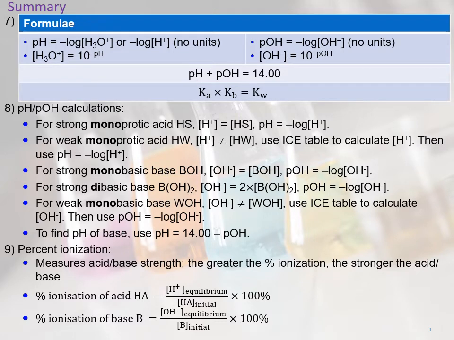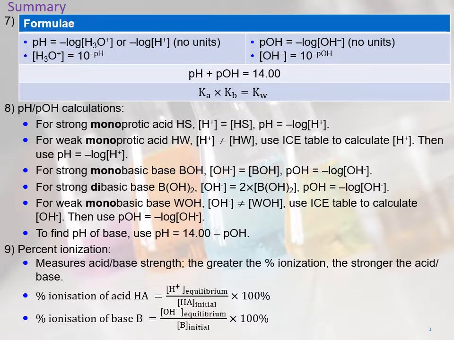For a strong monobasic base, BOH, hydroxide ion concentration is equal to BOH concentration. pOH is equal to negative log of hydroxide ion concentration. For a strong dibasic base, B(OH)2, hydroxide ion concentration is twice that of the concentration of B(OH)2. pOH is equal to negative log of hydroxide ion concentration.